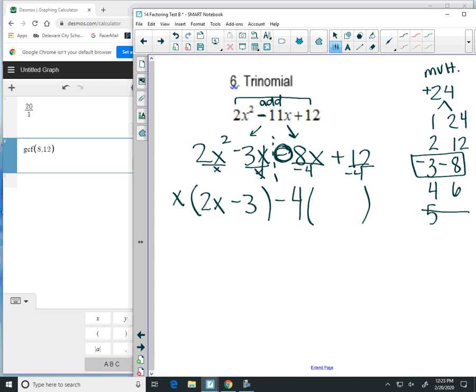Also, dividing by that negative 4 is going to switch this sign, so your signs will match in your parentheses. So negative 8 divided by negative 4 is positive 2. 12 divided by a negative 4 is a negative 3, and now those match. If you made that a positive 4, they wouldn't match, so you wouldn't be able to pull them together.